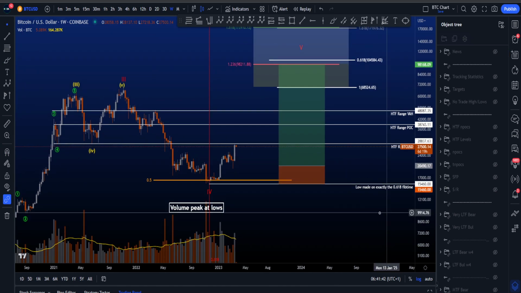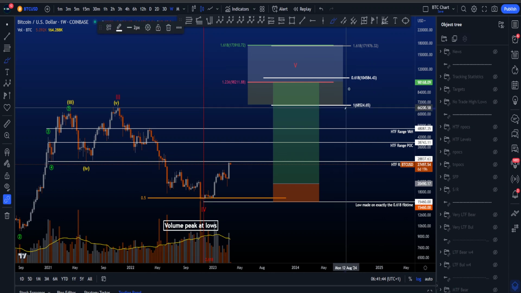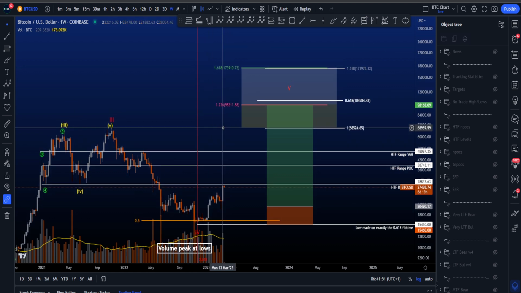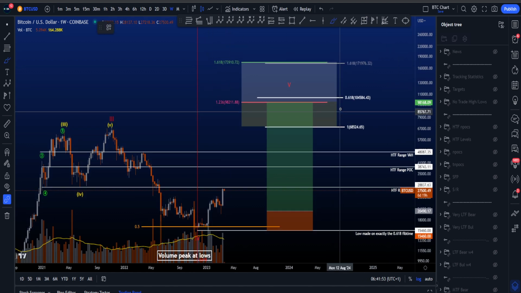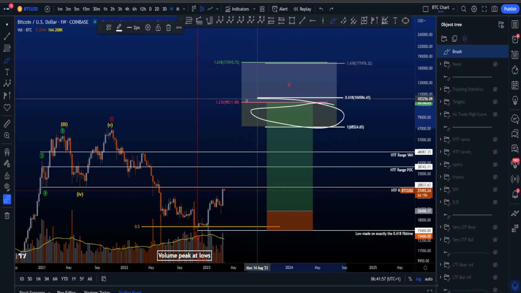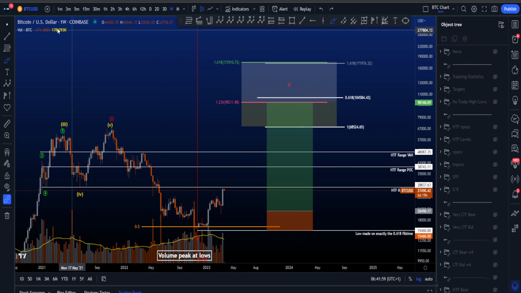Now potential targets then for this wave 5 is this area over here between basically the all-time high and $174,000 per Bitcoin, that is. And you can see I have a yellow target box and I have a white target box over here. The yellow is an alternative target, the white being my preferred target.